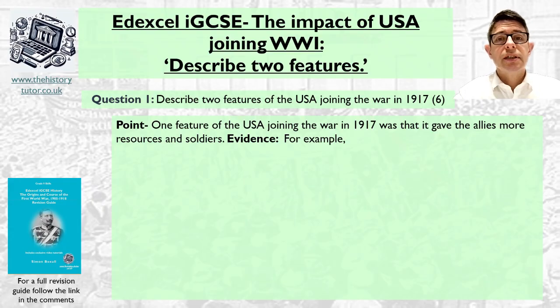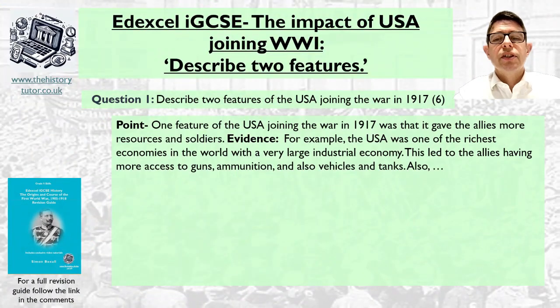Now let's give some evidence. For example, the USA, okay, what do you know about the USA? How could they help with resources and soldiers? Describe an example now. Okay, so I've said, for example, the USA was one of the richest economies in the world, with a very large industrial economy. This led to the Allies having more access to guns, ammunition, and also vehicles and tanks.